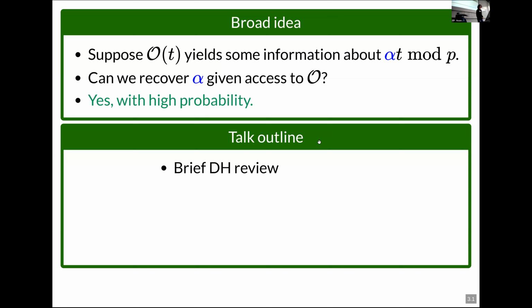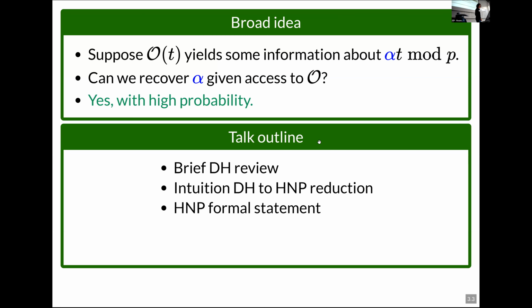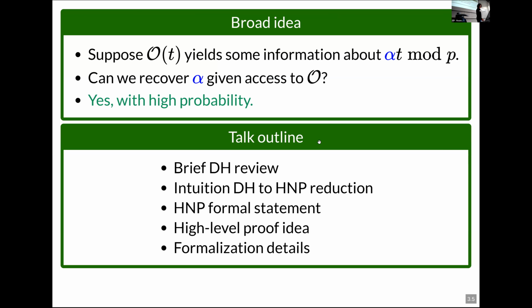For this talk, I'm going to briefly review Diffie-Hellman. I think most people will be familiar. So we'll cover Diffie-Hellman and then give an intuition for the reduction from Diffie-Hellman to this hidden number problem, which shows its importance. Then we'll give the hidden number problem formal statement, or formal-ish statements. We'll talk about the high-level proof idea, our formalization strategy, and then finally talk about some details.